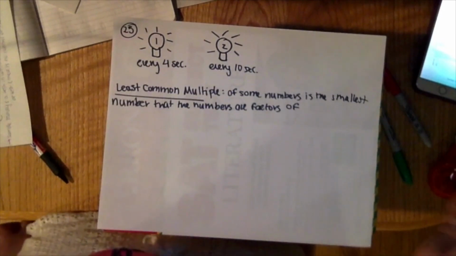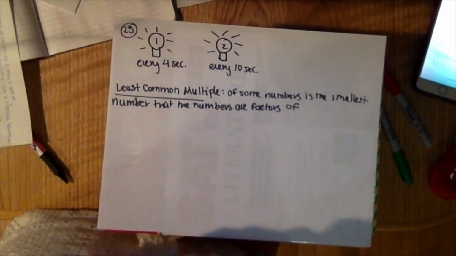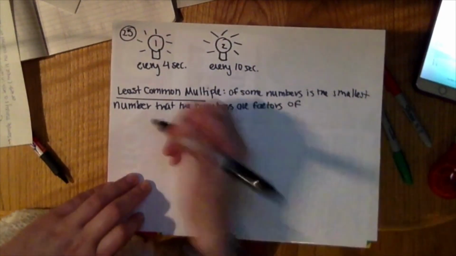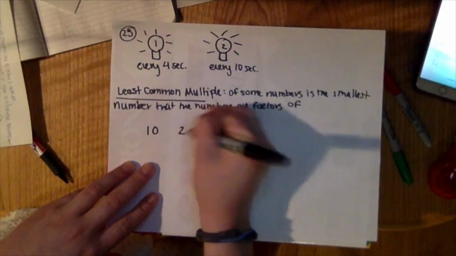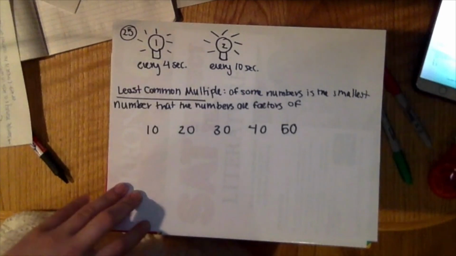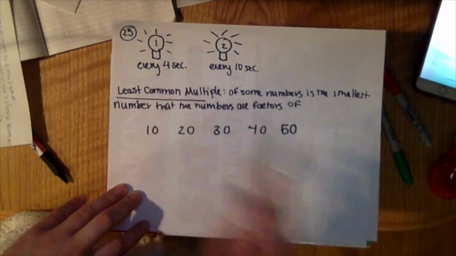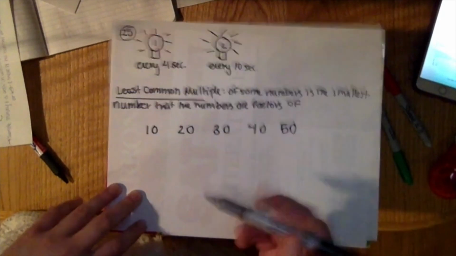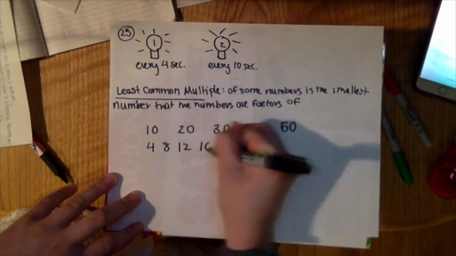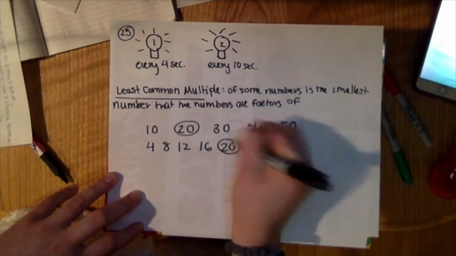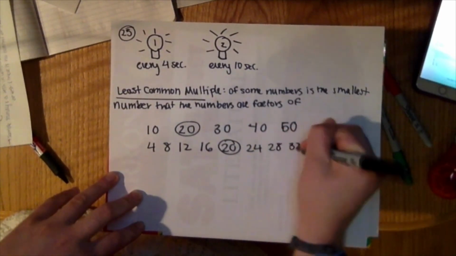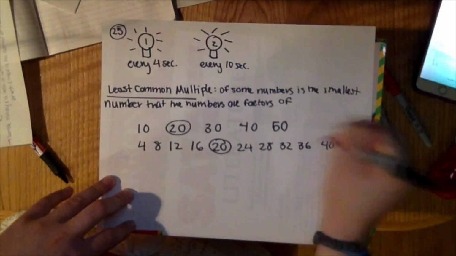So the most simple way to do this is just to list out multiples of both numbers. Let's start with 10 because it's bigger. So we have 10, 20, 30, 40, 50. Now we want to do multiples of 4, and we want to see where both lists have numbers in common. So we have 4, 8, 12, 16, 20, there's one in common. 24, 28, 32, 36, and 40, there's a second one in common.